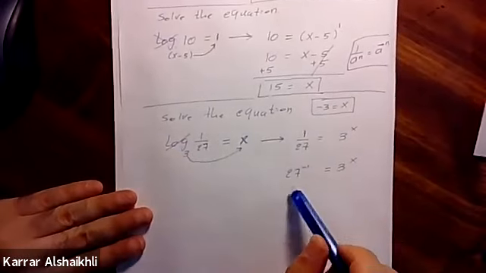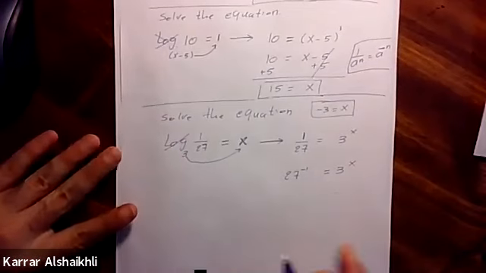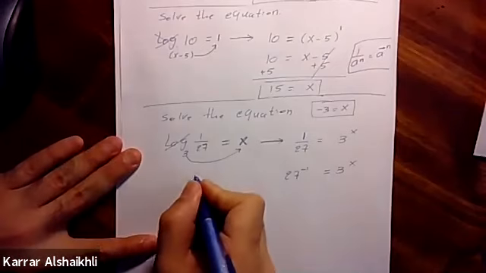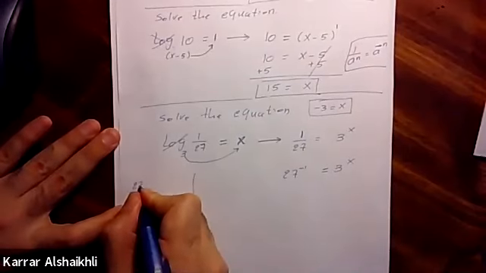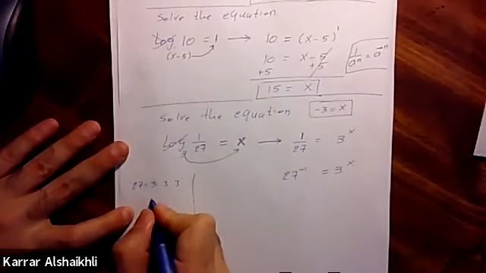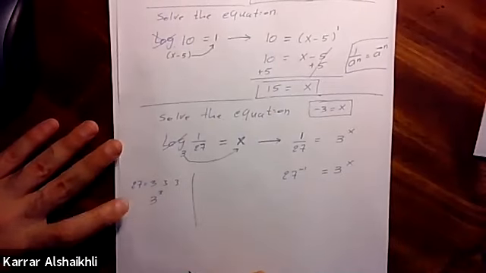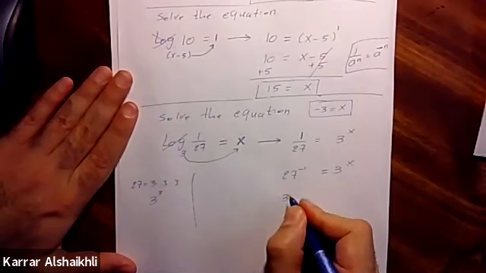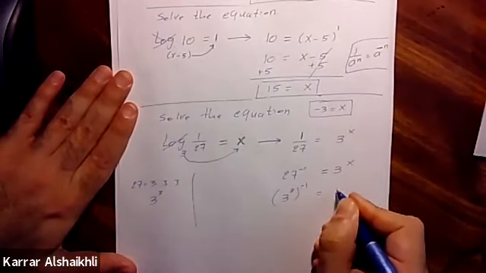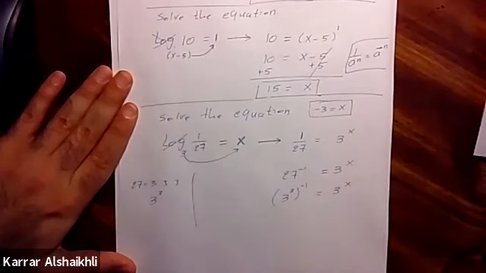Now, can I simplify the 27? The 27, let's do it here. 27 is 3 times 3 times 3. That means I can write down 3 cubed. So I'm going to say 3 cubed. And here is the -1 equal 3 to the x.